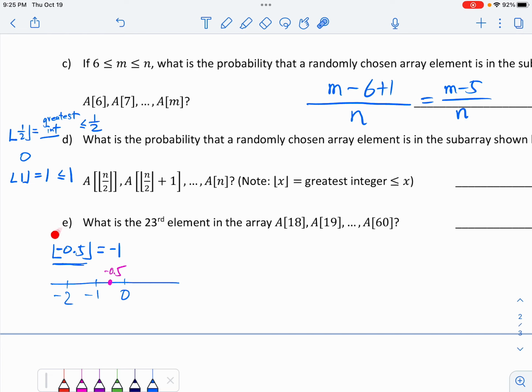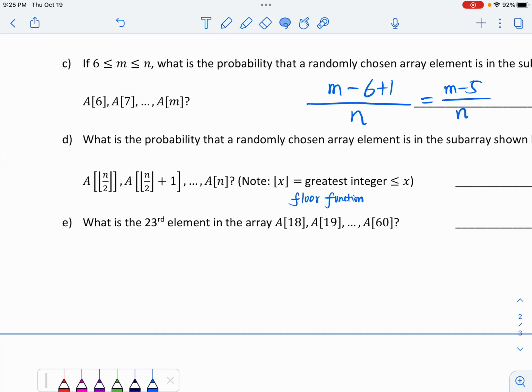That's the little explanation of this function, which is called the greatest integer function, or sometimes we also call it the floor function. We are trying to find the number that's below it, so it's also called the floor function. So I'm going to erase that.